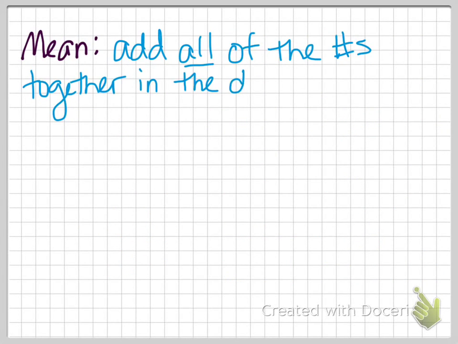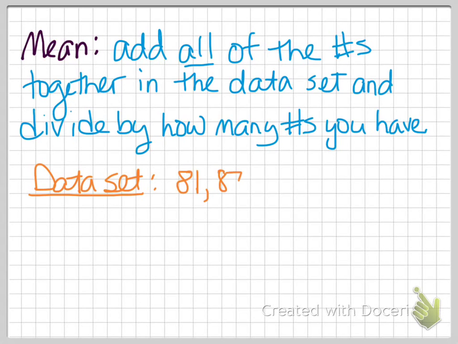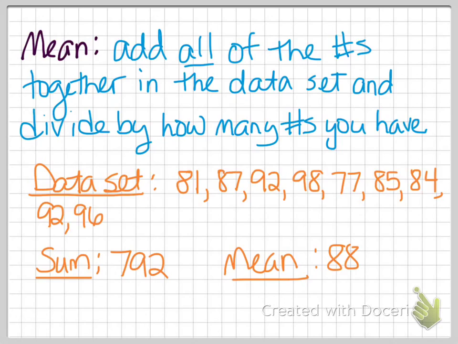To calculate the mean, again, you add up all the numbers together in the data set and then divide by how many numbers you have. Look at this example. In this data set, there are the numbers of 81, 87, 92. When I added up all of these numbers together, I got 792. And then when I divided by how many numbers there were, which in this instance were 9, my mean was 88. I didn't have to round that particular answer. Usually, though, you would round to the tenths or to the nearest whole number. Usually the questions that you're given will ask you to round it to a specific place value.